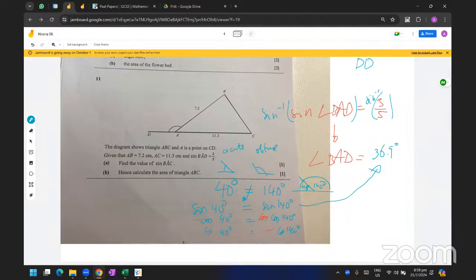Okay, try one more time. Sine 153.1. Show it to me. Oh, I'm so sorry, I was wrong. I said sine 143.1. Sorry. Sine 143.1, yeah.